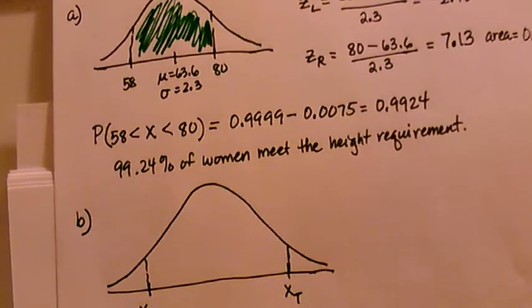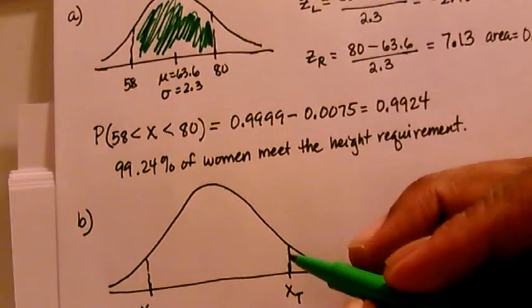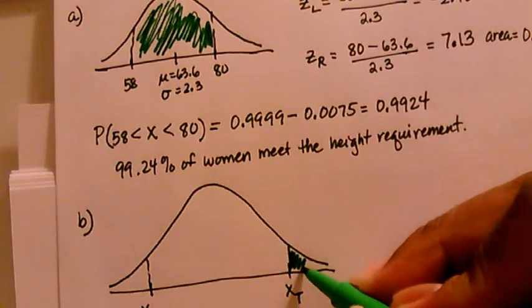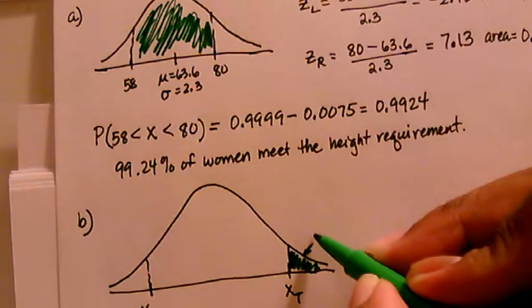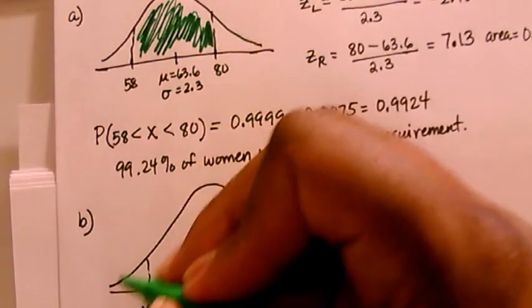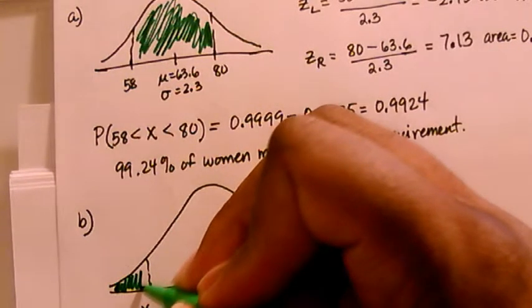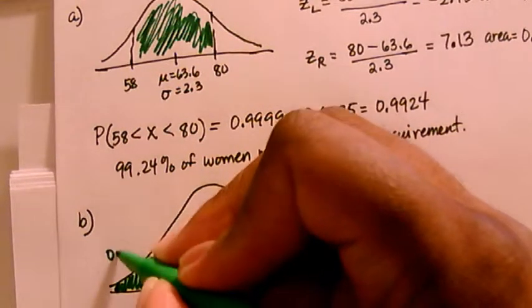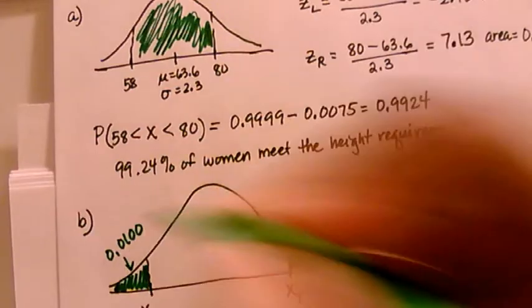Okay, so here we're dealing with the tallest 2%, that's the shaded area here, or 0.0200. And on the left, it's the shortest 1%. As a decimal, that would be 0.0100.